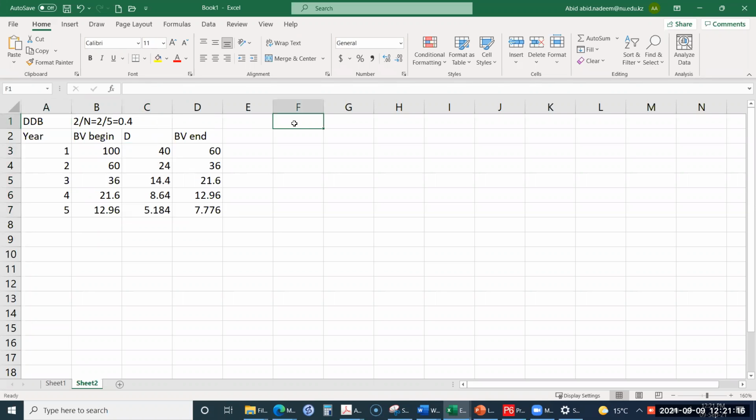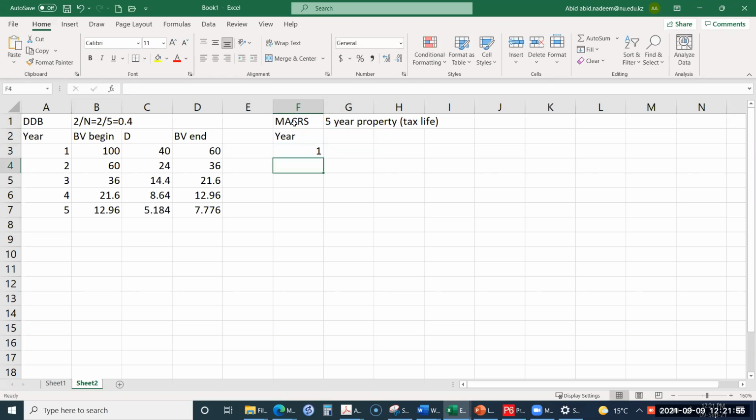But in the MACRS, how will it go? In MACRS, first of all, if we take the 5-year property, that means 5-year equipment, that is the tax life. Okay, tax life, 5-year. In MACRS, the 5-year property will mean that the first year will be a half year. It will mean a total of 6 years.